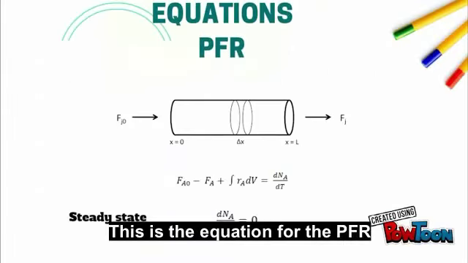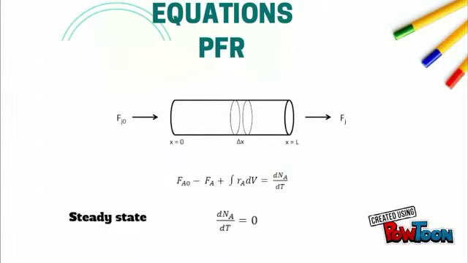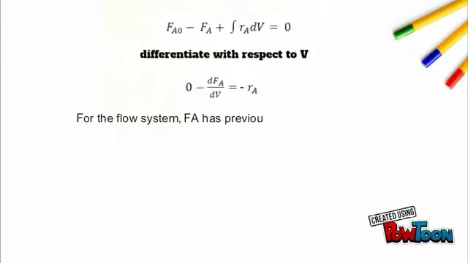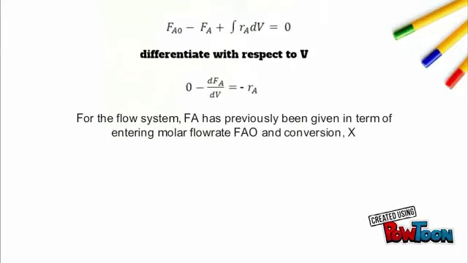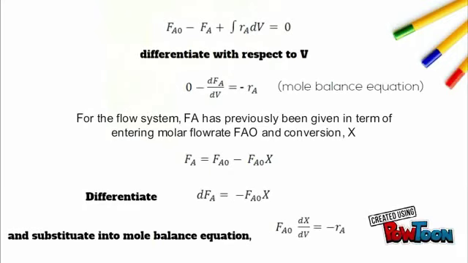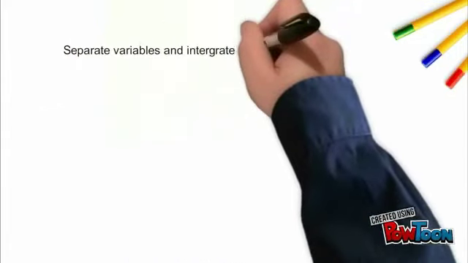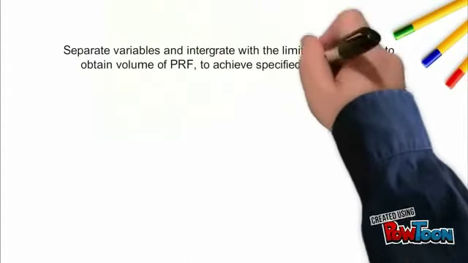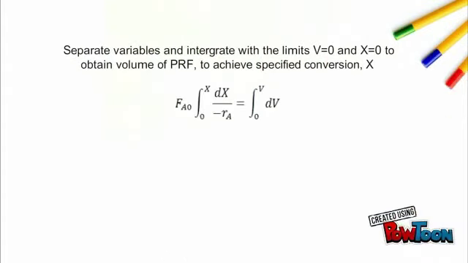This is the equation for the PFR. Separate variables and integrate with the limits V equal to 0 and X equal to 0 to obtain the volume of the PFR needed to achieve the specified conversion X.